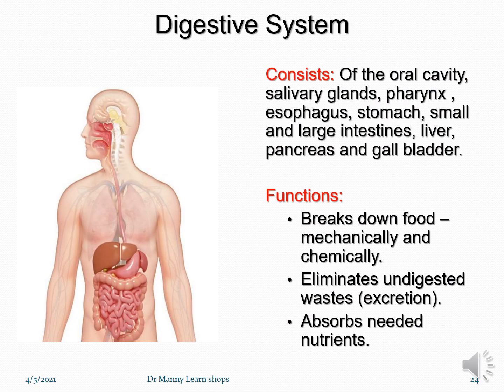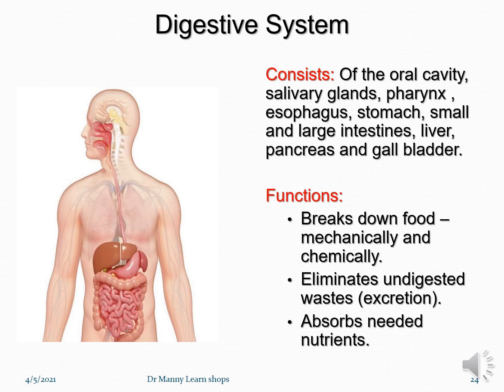The digestive system is next. This consists of the oral cavity, the salivary glands, the pharynx, esophagus, stomach, small and large intestines, and accessory organs such as the liver, pancreas, and gallbladder. And their function is to break down food. And this occurs mechanically and chemically.